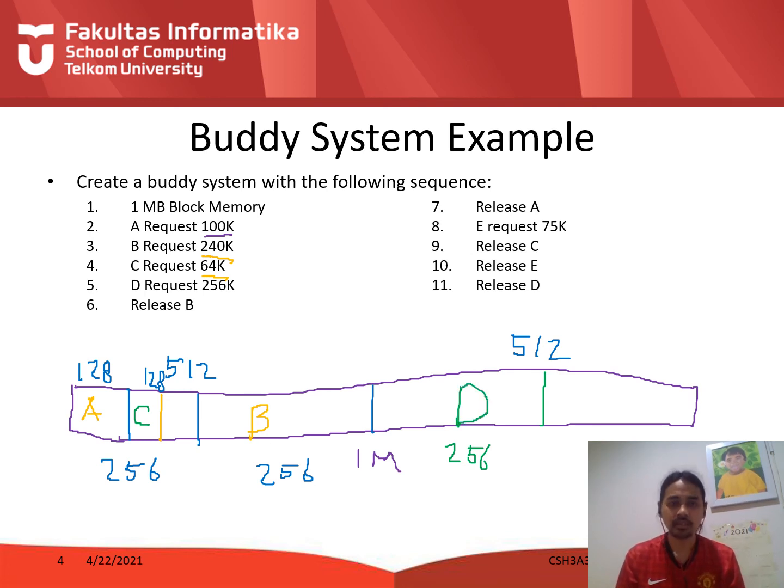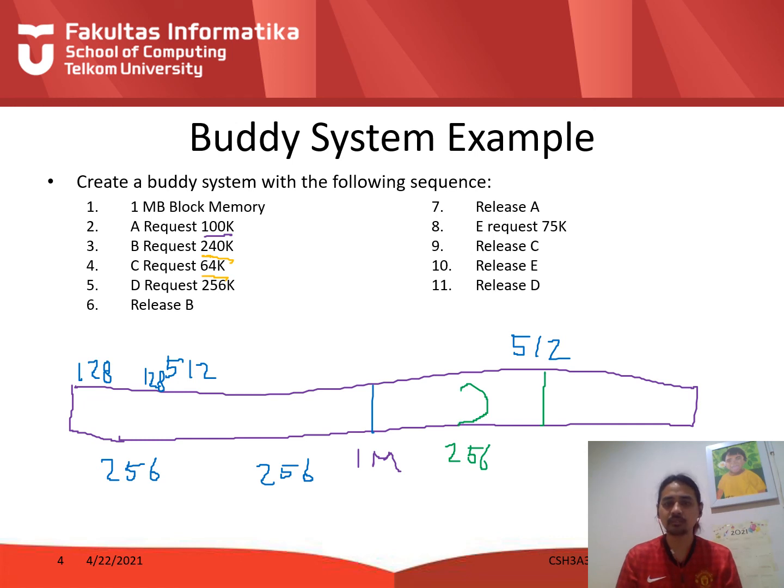And then release B, so B goes out. And then release A, so A goes out. And then we have E, which is 75, and I think 75 can go into here. So this is E. And then release C, so C is gone. And then this partition is gone. And then release E. So this is gone, and this partition is gone, and this partition is gone.